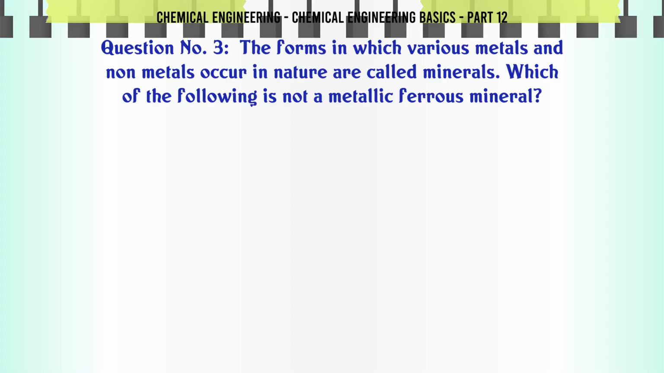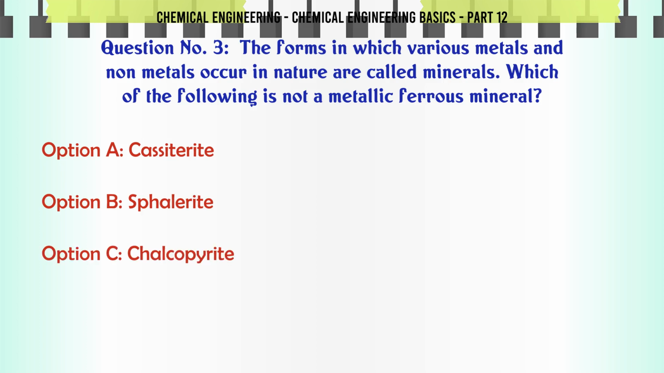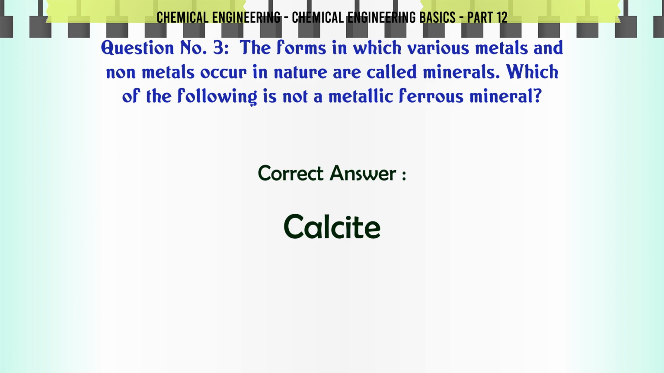The forms in which various metals and non-metals occur in nature are called minerals. Which of the following is not a metallic ferrous mineral? A. Cassiterite. B. Sphalerite. C. Chalcopyrite. D. Calcite. The correct answer is calcite.